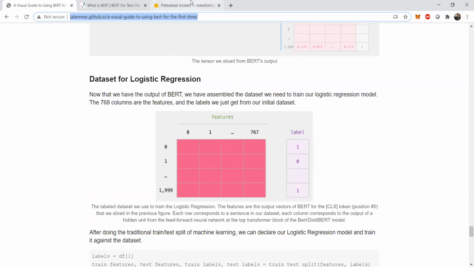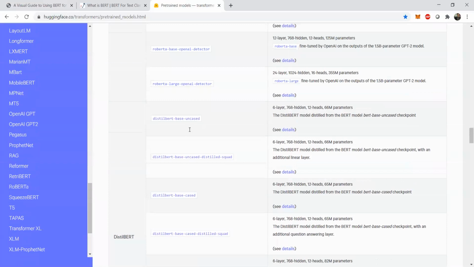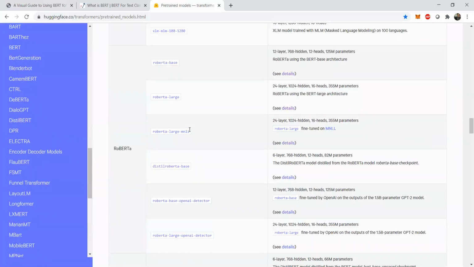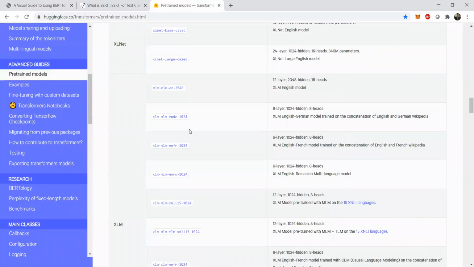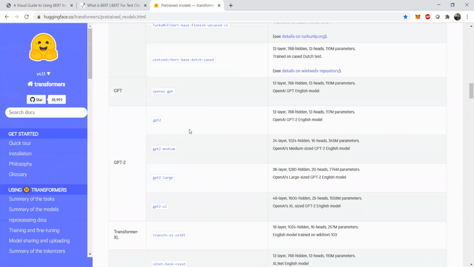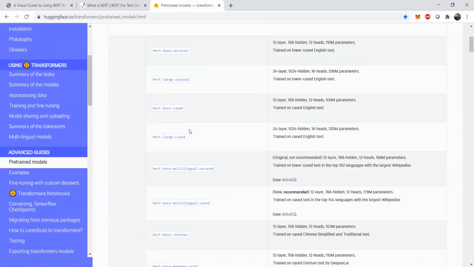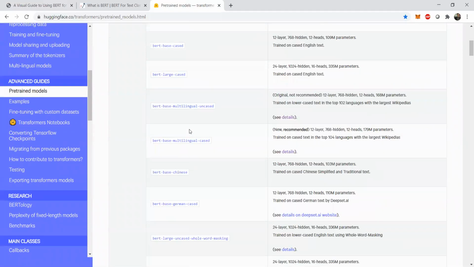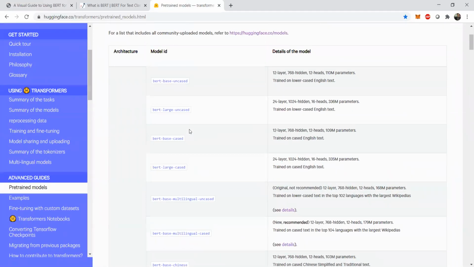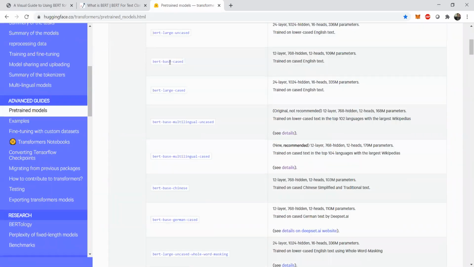Now, a quick detail about the different versions of BERT. This is from the Hugging Face Transformers library, one of the most popular repositories on GitHub, and one of the most useful repositories in the NLP industry till now, right? We can see that there have been so many modifications and advancements of BERT that there are so many versions of it. We have originally seen BERT base and BERT large.